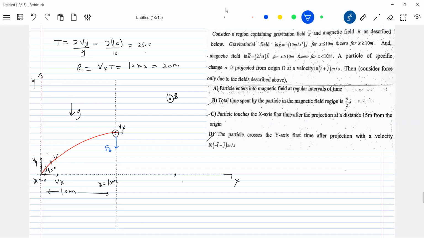And what is one more condition given? Look at the gravity. Till what region is it existing? For x less than 10 meter only. For x greater than 10 meter, no gravity. So only the magnetic field is present. So what should be the path of the particle? Should be a circular path. So it's going to describe a circular path. For x greater than 10 meter, the field exists. So what is the radius in the magnetic field? mv x by qb.